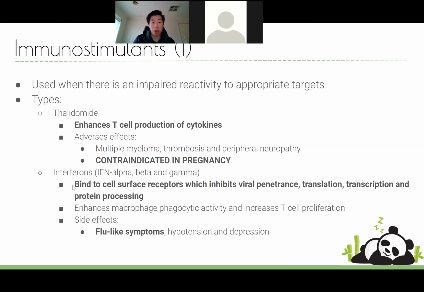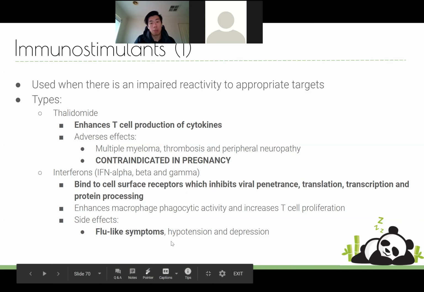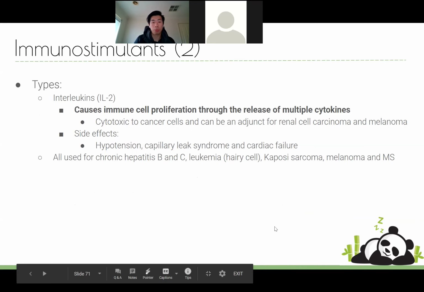Interferon binds to cell receptors, which inhibits viral penetration, translation, transcription, and protein processing. Effectively, we're giving them the cytokine we were stopping beforehand. Because we're giving them the cytokine, they're going to get flu-like symptoms because that's what they will naturally produce in their body when they fight an infection, causing flu-like symptoms, hypertension, depression.